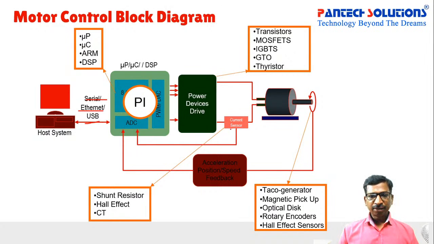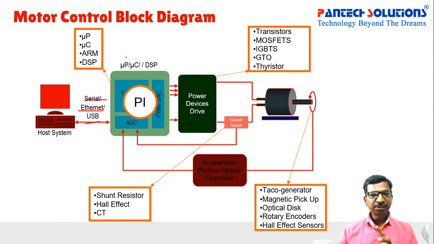And for sensing the speed, we have a variety of sensors called tacho generator, magnetic pickup, optical disc sensors, Hall effect sensors, and rotary encoders. Similarly, for power devices, you can get transistors, MOSFETs, IGBT, GTO, thyristor, again SiC devices, GaN devices. So we can choose whatever we want. Similarly, we have to use any one of the process controllers called microprocessor, microcontroller, ARM processor, DSP processor, and FPGA also we can use.